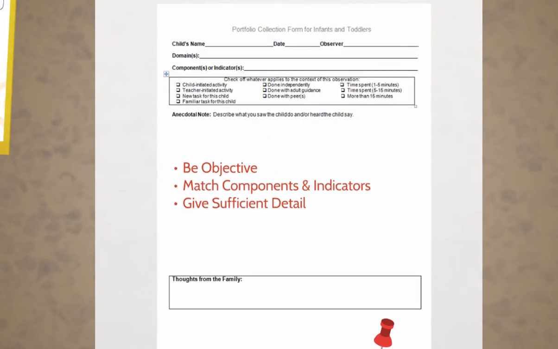Here is the portfolio collection form used for infants and toddlers. Remember to fill out the form completely and be objective, be sure that you have matched to the appropriate component and indicator, and give sufficient detail in the anecdotal notes.